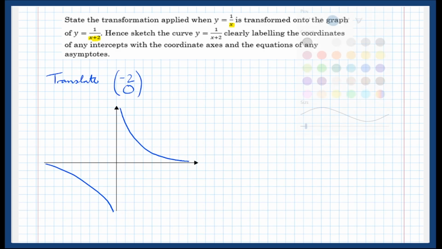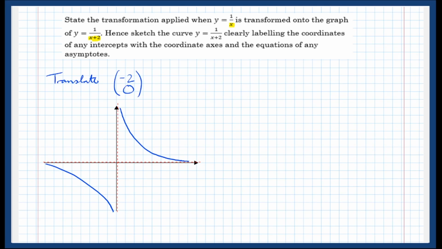So the next thing I'm going to do is draw on the asymptotes. So one asymptote vertically here at x equals 0 and one horizontally here. In fact, I'll make that look a little bit closer. So there's the horizontal asymptote. And what we said we're going to do is translate this graph 2 units to the left. So everything, including the asymptotes, gets taken 2 units to the left.